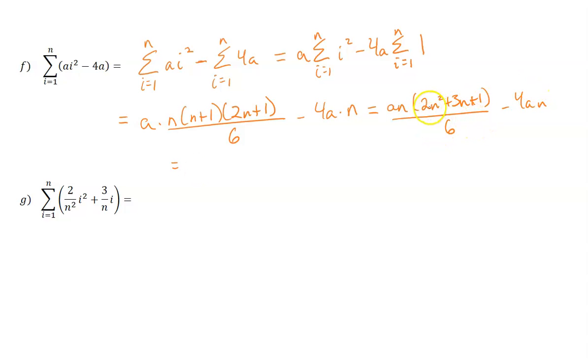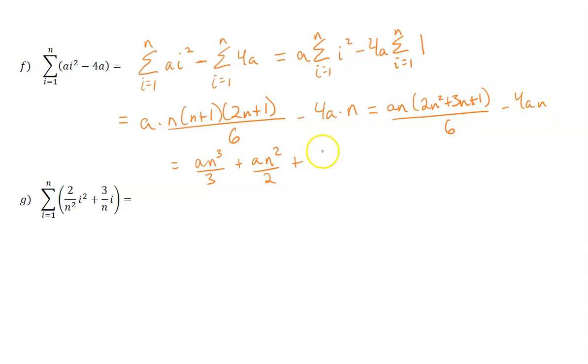The first one is 2, so an times 2n squared over 6. The 2 is going to reduce, and I end up with an cubed over 3. Okay, so that's the first term. And then we have 3n times an over 6. The 3 and the 6 will reduce, and so we have an squared over 2. And then the last term is an over 6.